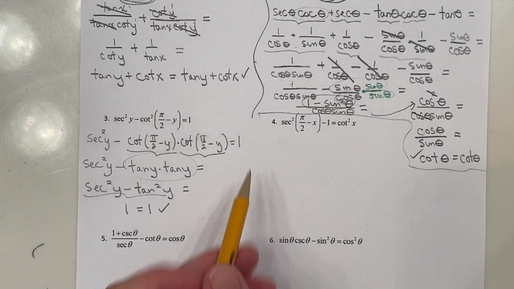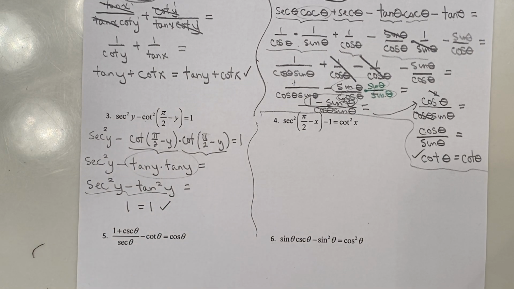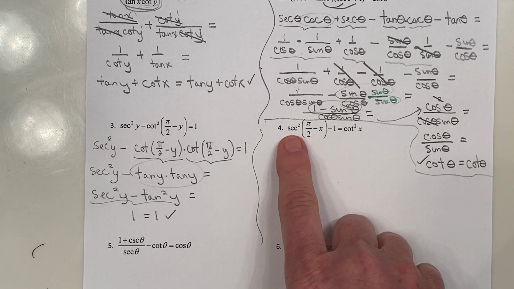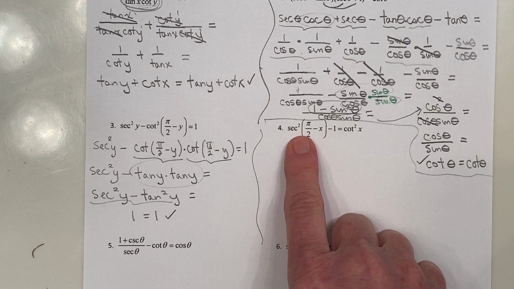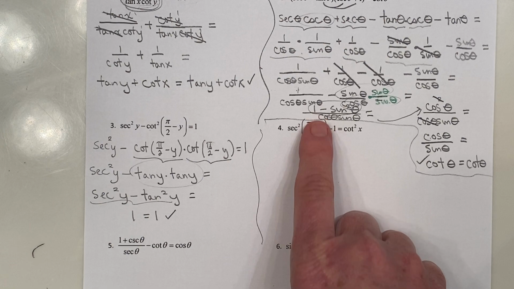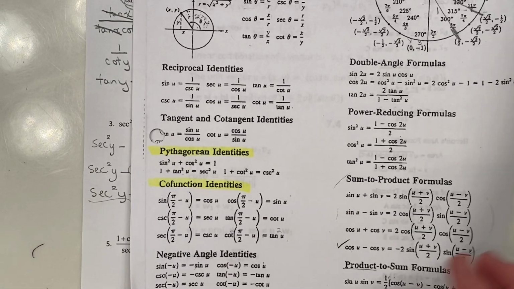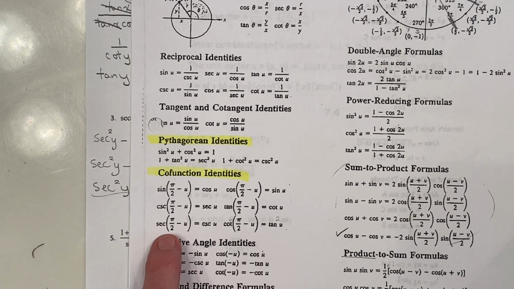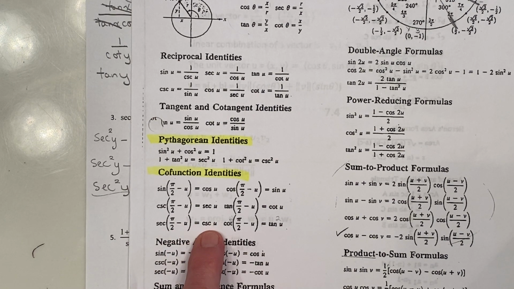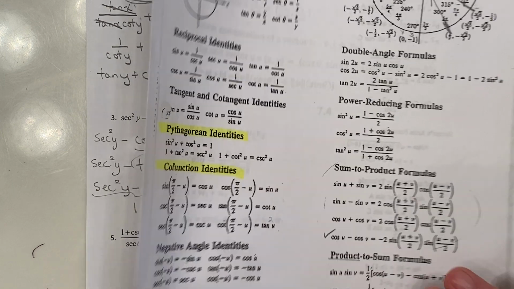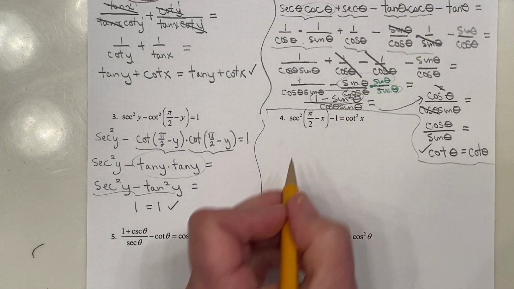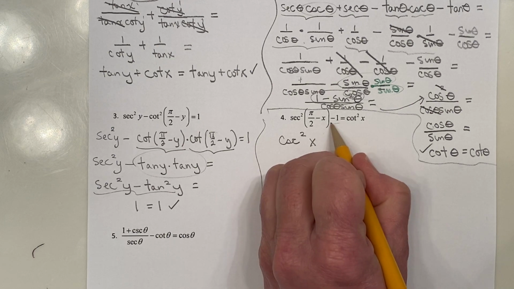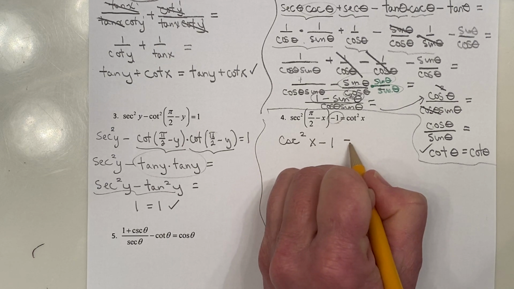All right, number 4 follows number 3. First thing I notice is I think about cofunctions. This is secant squared, so let's go to your formula sheet, see if we can find secant of quantity pi over 2 minus x. Cofunction identities, secant pi over 2 minus x would equal cosecant of x. But because I have a square, this is going to be cosecant squared x. And then right here, don't forget you have a minus 1 to bring down.